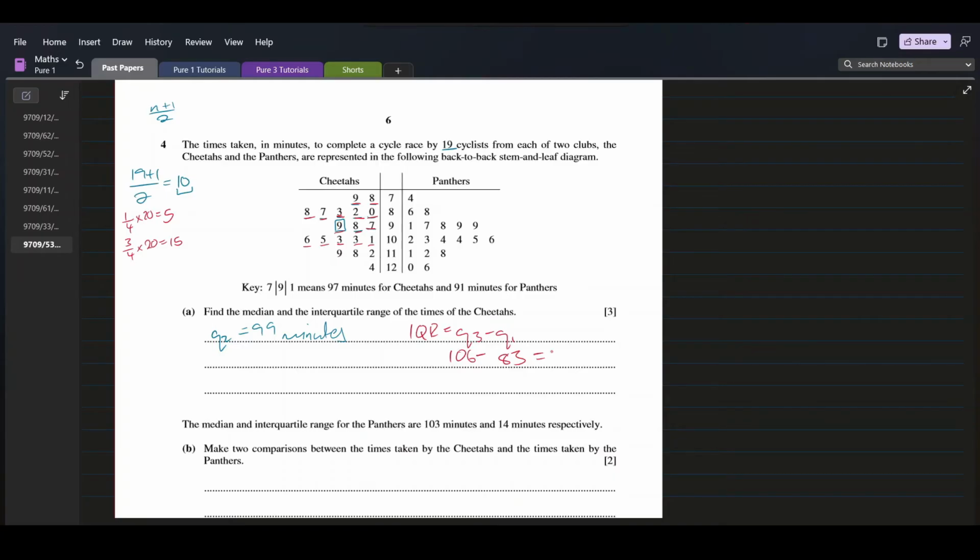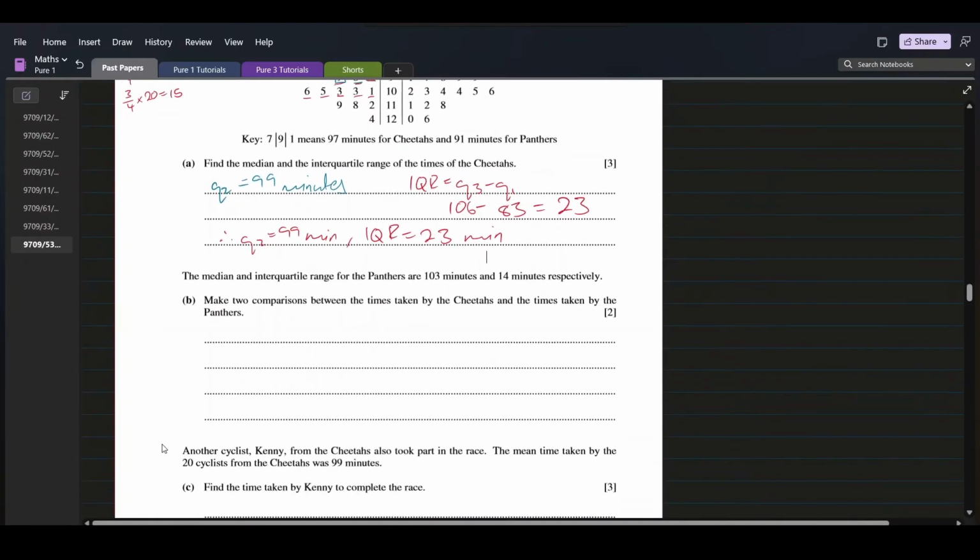106 minus 83 for our interquartile range. Punch that into a calculator, you get 23. So therefore, Q2 is 99 minutes, and our interquartile range is 23 minutes, and this is our final answer.